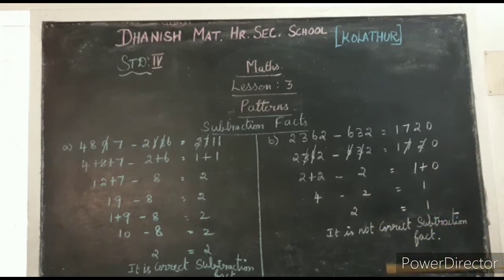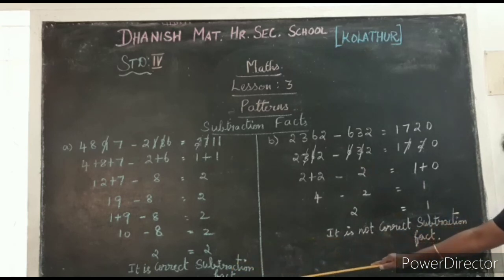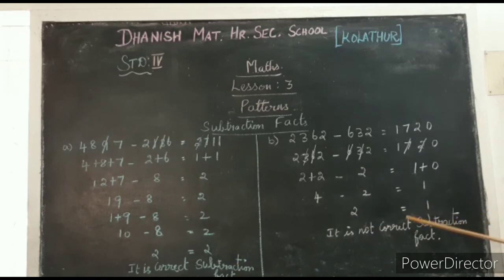So now check. Your left hand side is 2. Your right hand side is 1. Both the number is same? No, both the number is not same. So both the number is not same means it is not a correct subtraction fact. So children, if the left hand side and right hand side comes same number, means it is a correct subtraction fact. If the left hand side and right hand side different number comes, means it is not a correct subtraction fact. Understood, children?